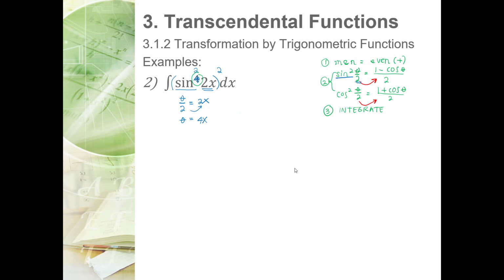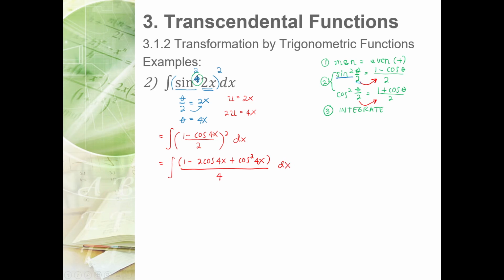Next, we substitute the declaration from earlier. So we have 1 minus cosine, theta is 4x, all over 2 squared. Again, u is equal to 2x, 2u is 4x, the same. dx. So expanding, since it's squared, the numerator is 1 minus 2 cosine 4x plus cosine squared 4x all over 4 dx.